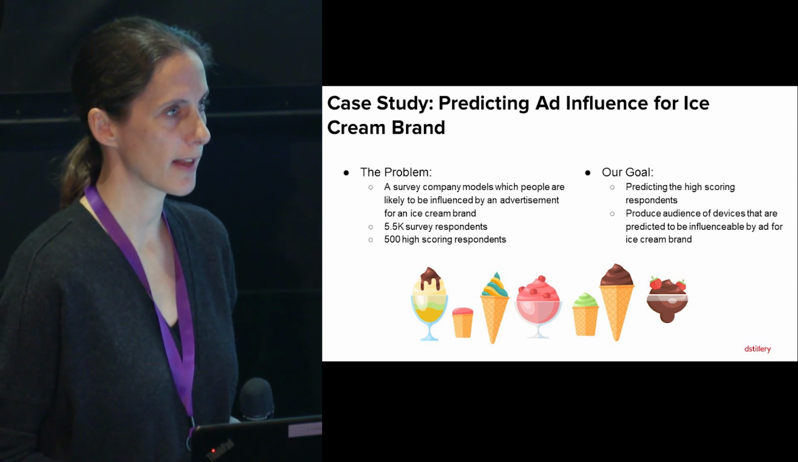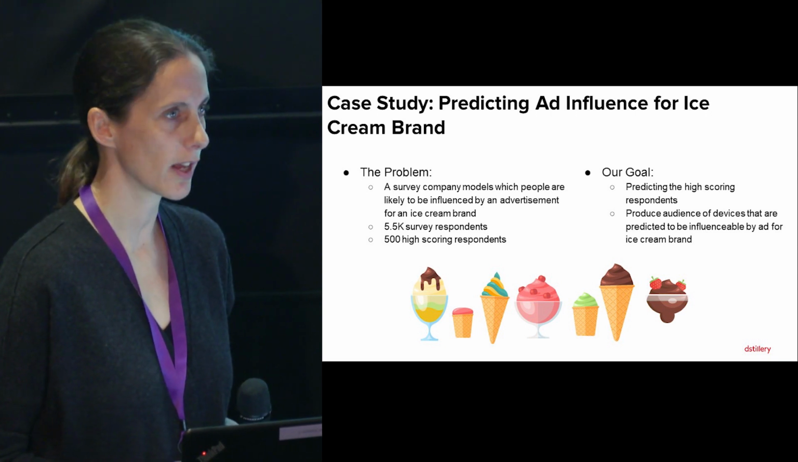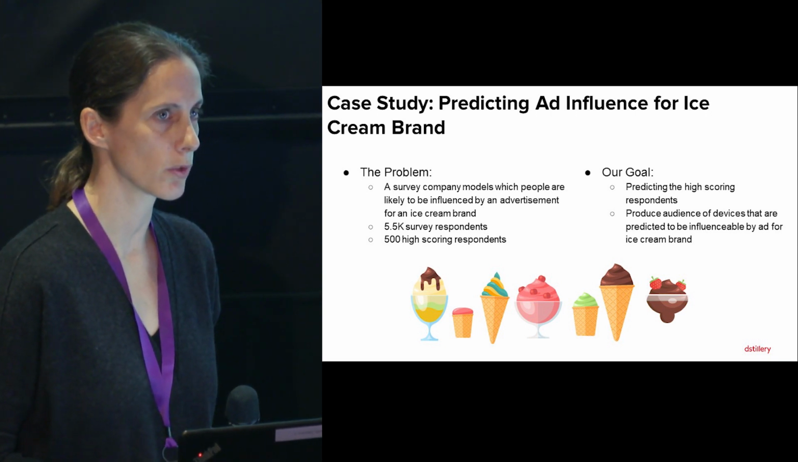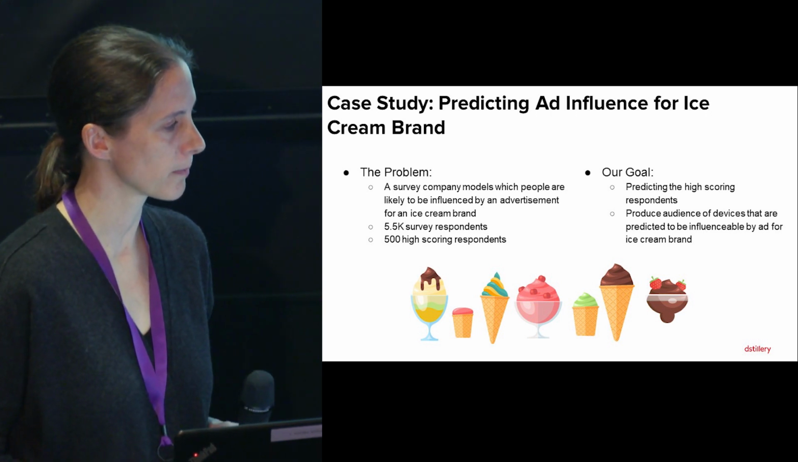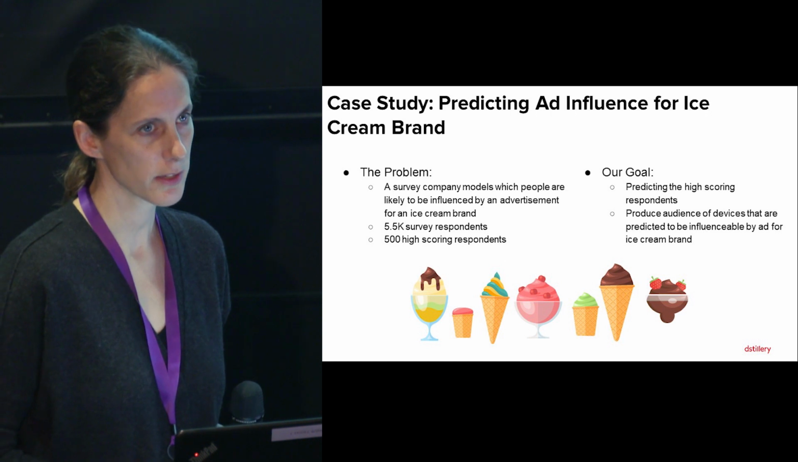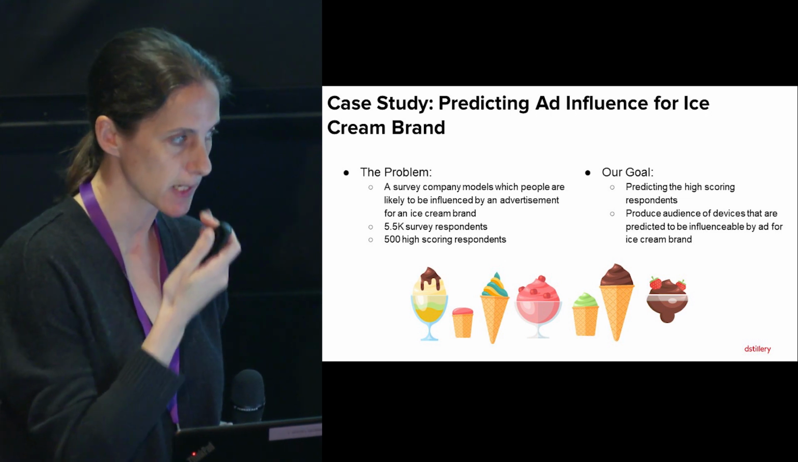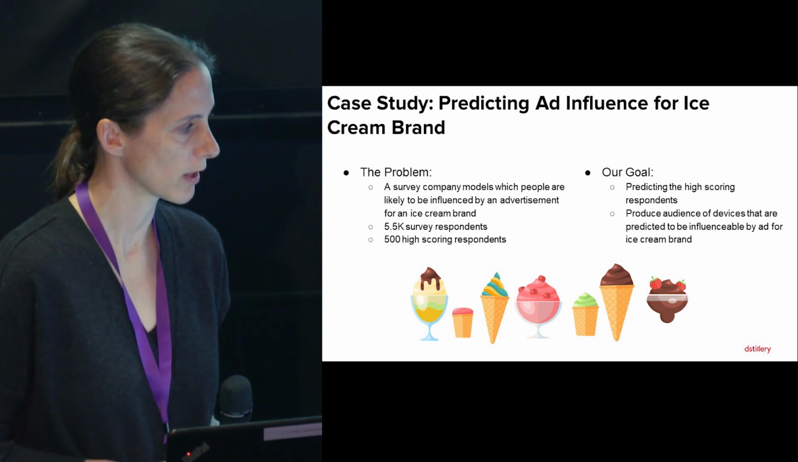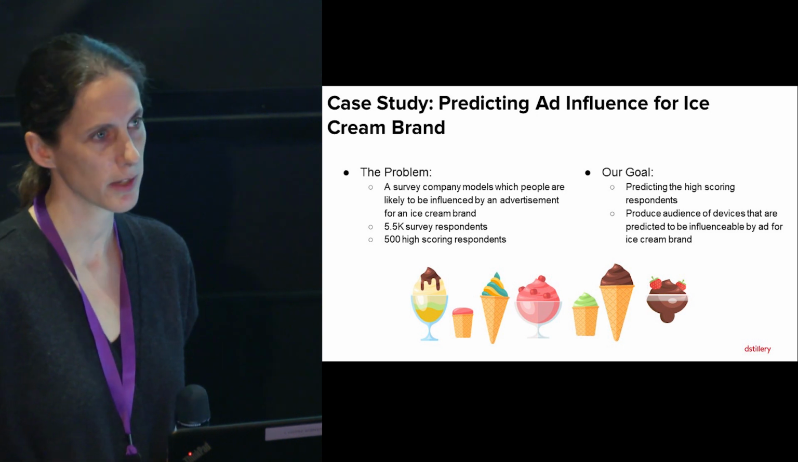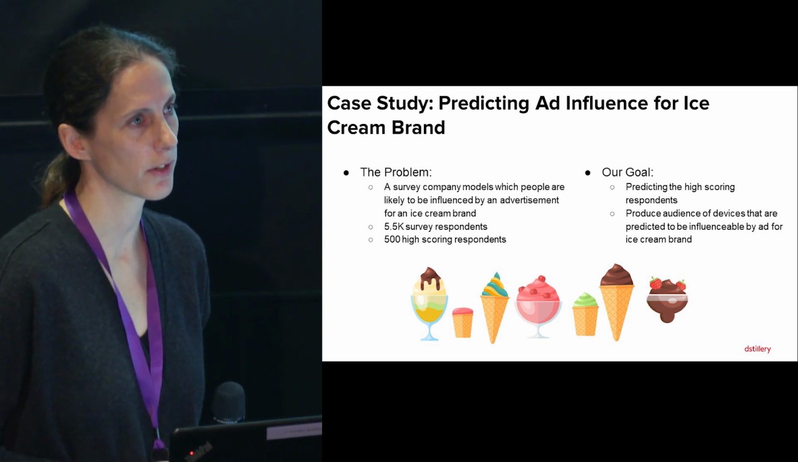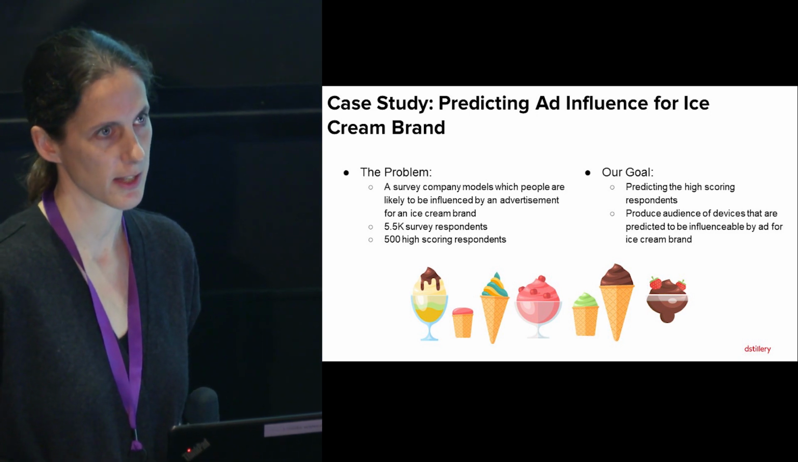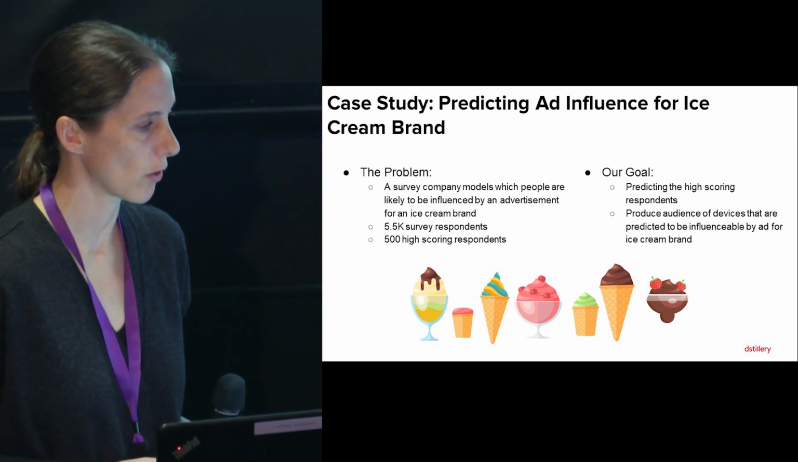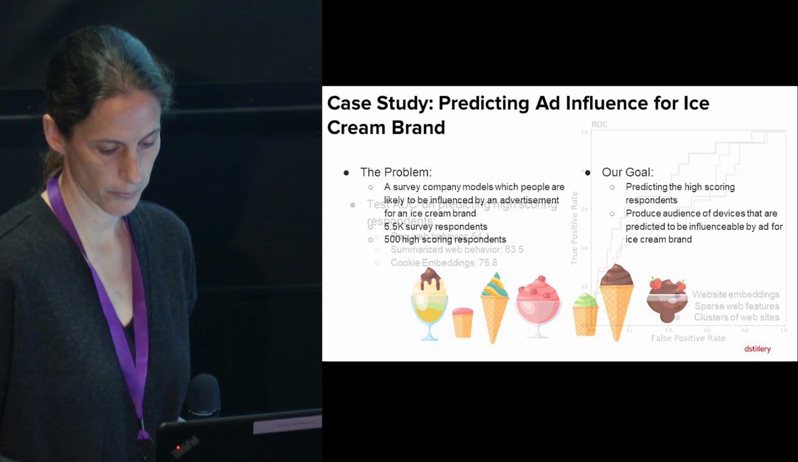Then they passed us the devices. They passed us 5,000 devices, and 500 of those were ones for which they had predicted the devices would be influenced by advertising. What they wanted us to do was to build models to reproduce their predictions of the high scoring respondents, so that we could then use these models on our device universe and build segments of devices that the ice cream brand could then go and show ads to, right? So we did that.